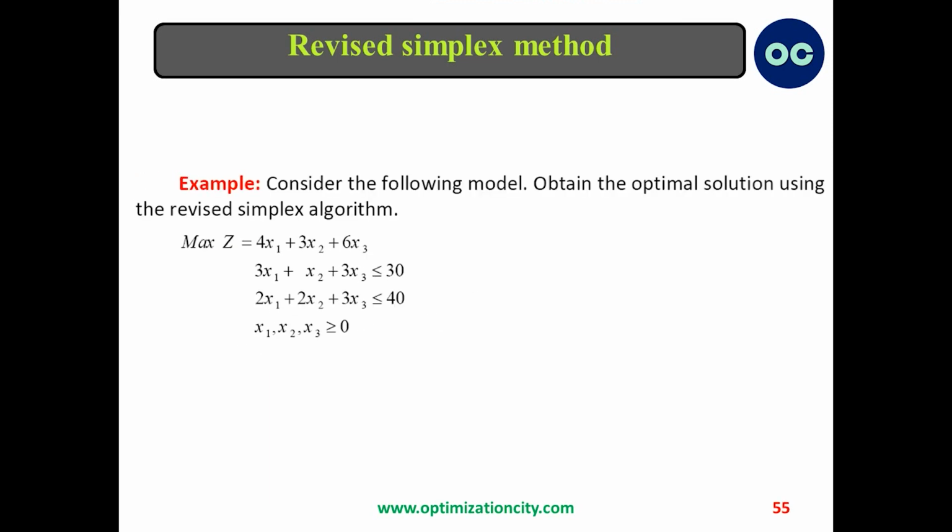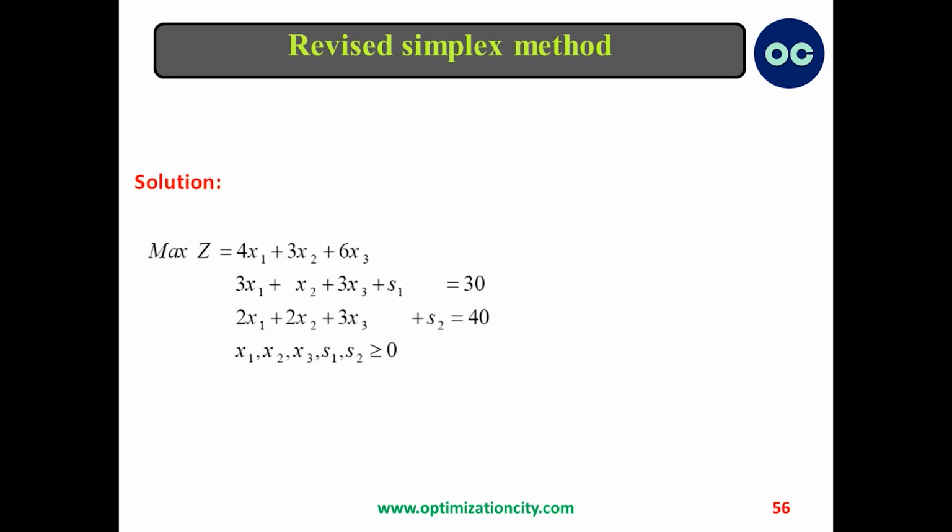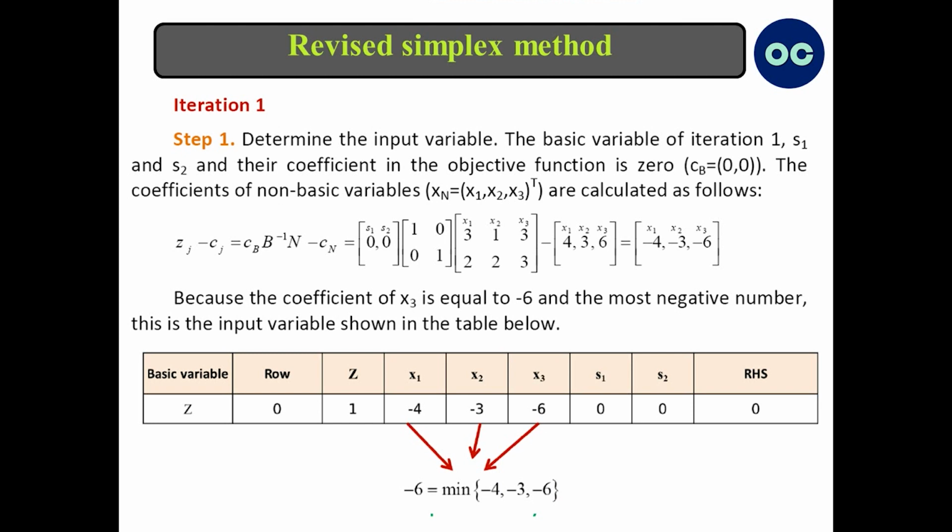We have three decision variables and two constraints, which are less than or equal. So we add the two slack variables as follows, and we start the revised simplex. In the first iteration of the revised simplex method, we perform the following steps.